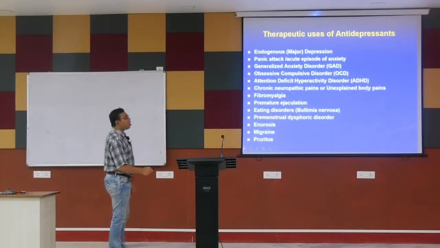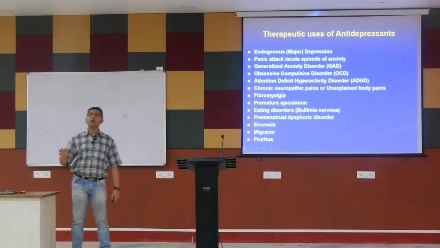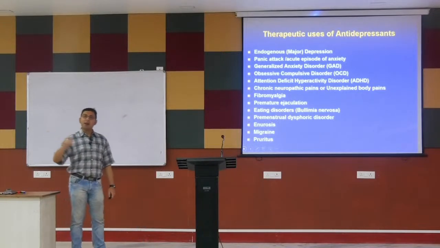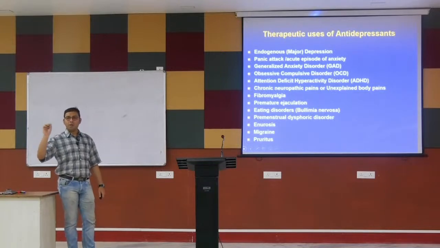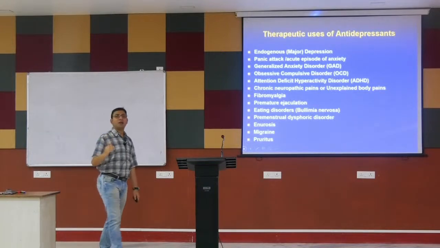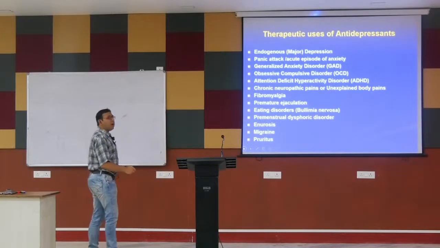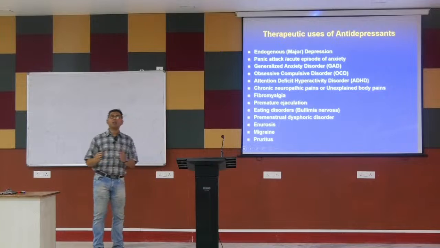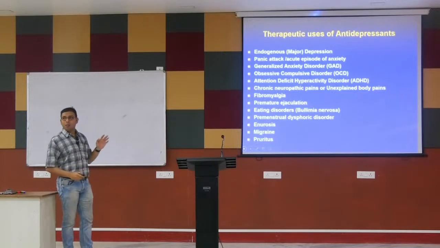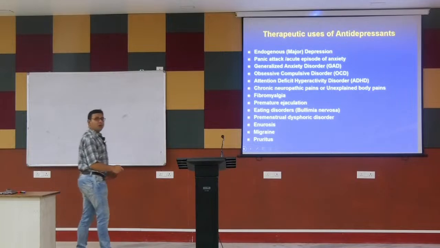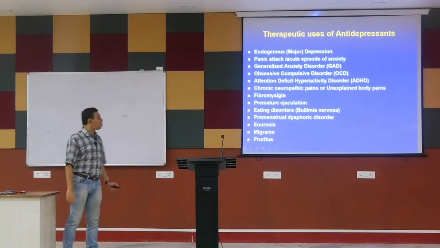Chronic neuropathic pains or unexplained body pains. Now the first line of drugs for neuropathic pain are different types of SNRIs and then SSRIs. Usually duloxetine or desvenlafaxine or venlafaxine is used. Then other SSRIs like escitalopram or fluoxetine can be used. Fibromyalgia is similar to the chronic unexplained pain symptoms, where antidepressant drugs are also used. Premature ejaculation, already we have seen different antidepressant drugs can be used.